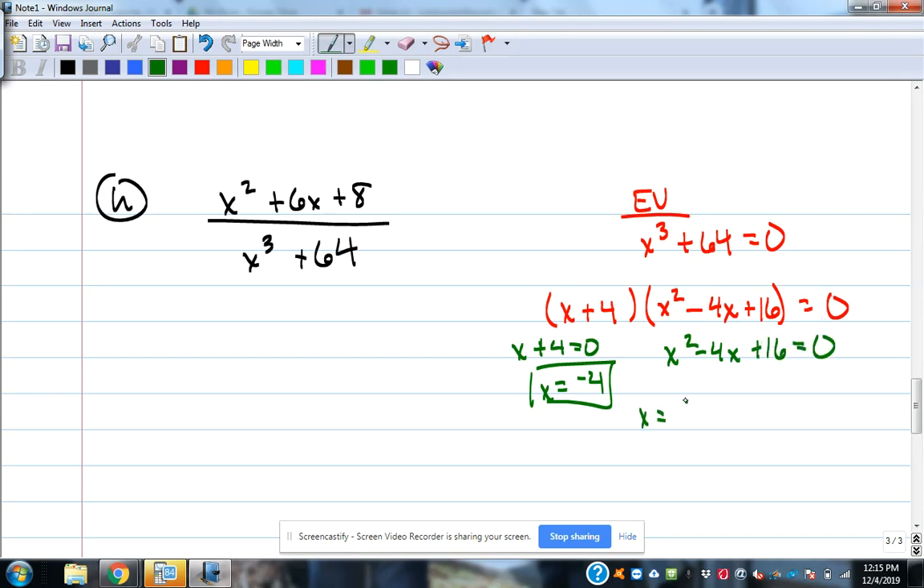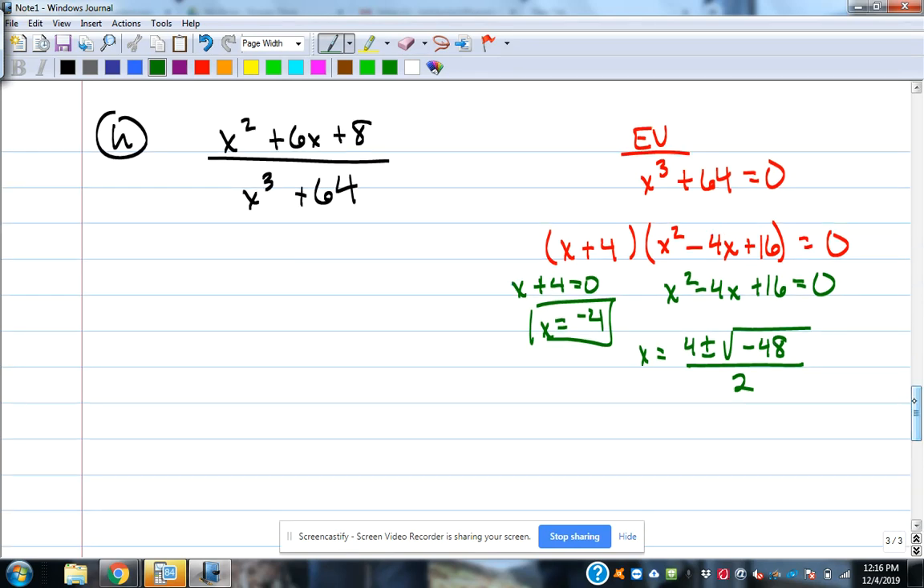So that'd be 4 plus or minus, and then we do the discriminant. So negative 4 squared is 16 minus 4 times 1 times 16. So 4 times 16 would be 64. So that'd be 16 minus 64, which is negative 48, and over 2. What do we know about the answers to this? They'll be complex because that discriminant was negative. And so we're going to simplify that.